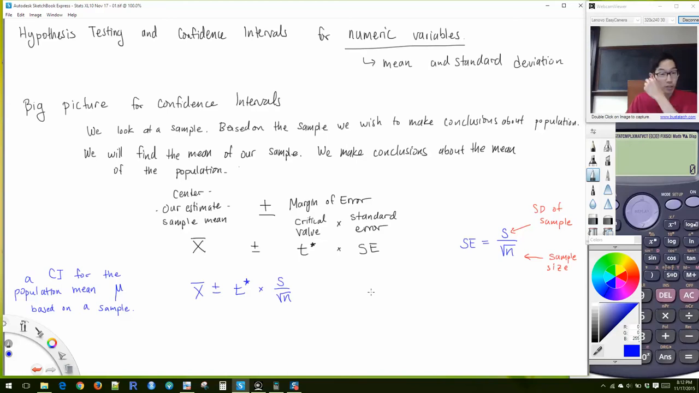Okay, am I back on? Yes. All right, so that's what we have. To look up t star, okay, so t star comes from our t table. And it depends on our confidence level and our degrees of freedom, okay? So we need to find what's called DF. And DF is equal to our sample size minus 1.